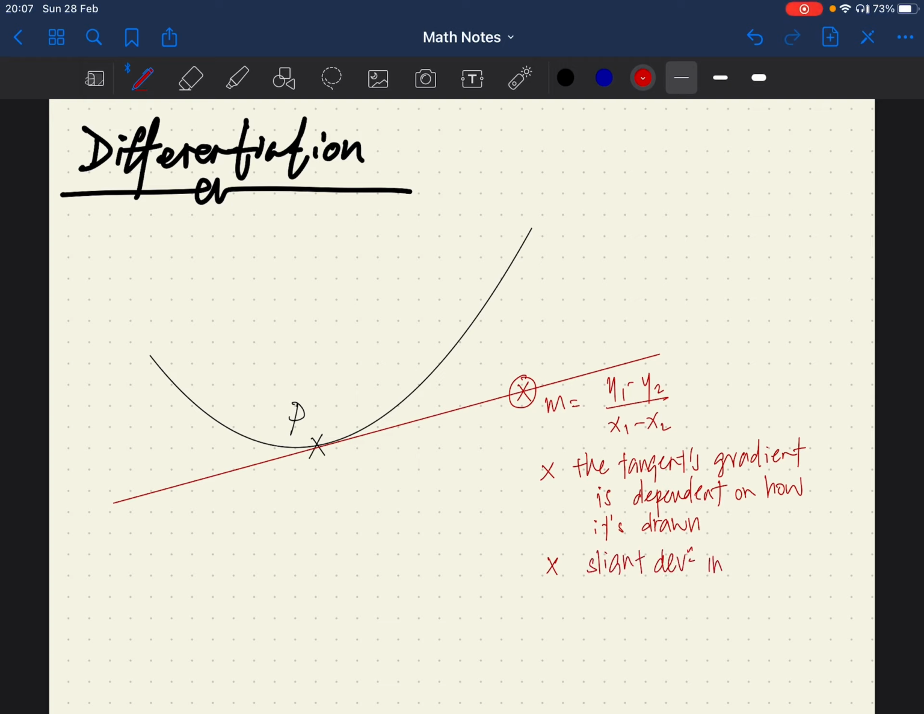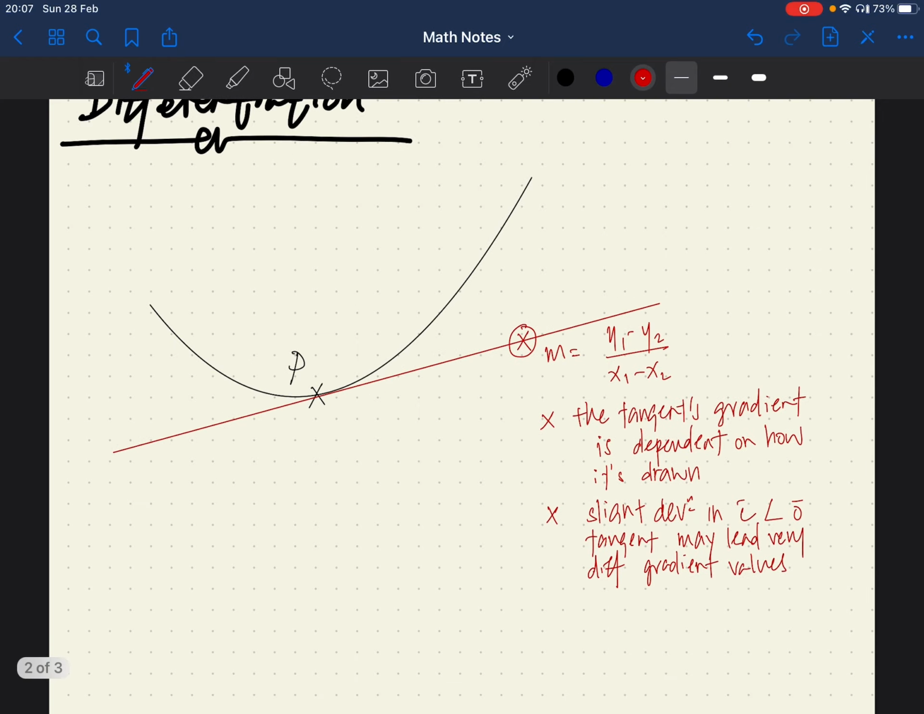in the angle of the tangent may lead to very different gradient values depending on the scale used in drawing the graph.